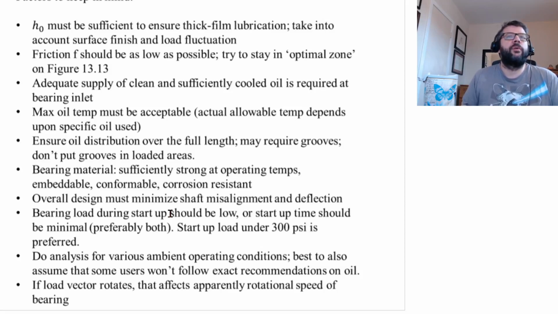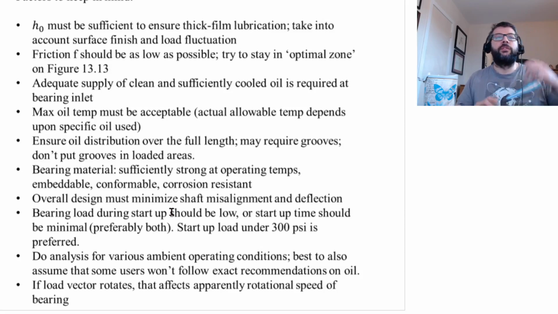If you can highly control the temperature range that will be seen in and around your bearing, then that could be fine. If not, you need to do your analysis based upon a varying range. And yeah, sometimes your users won't follow the exact recommendations on the oil. It can be helpful to ensure that that's not going to be catastrophic.